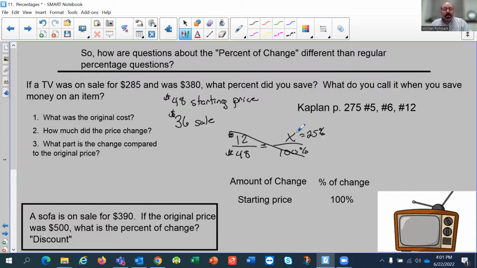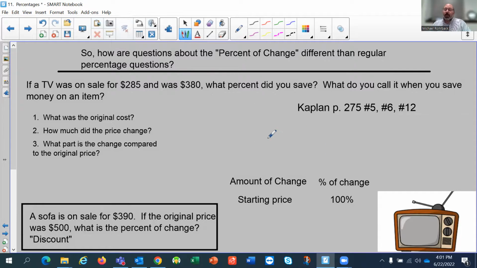Anyway, that's percent of change. That's how it works. Good luck. And for your sake, I hope you get a question or two that is like this, because these are relatively straightforward and easy once you know how to do them. Anyway, good luck.